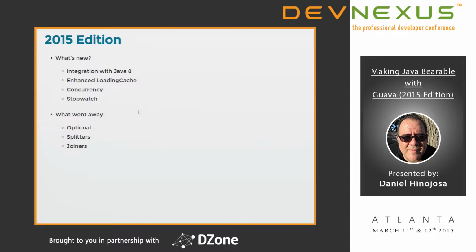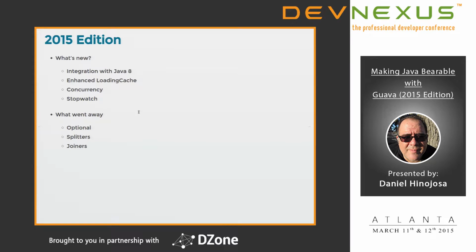All right, so the 2015 edition. What's new? Actually, some of this stayed around from the 2014 edition. Integration with Java 8: what's new, and how is that going to change Guava? An enhanced loading cache presentation. I'll get extremely nerdy on some of these. Concurrency, and I'll add Stopwatch, which I think is a really neat utility.